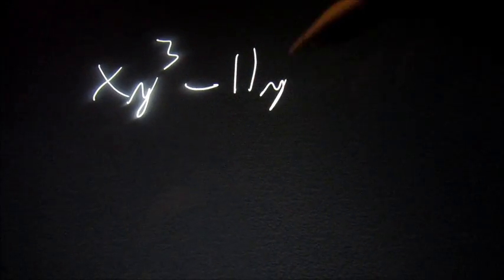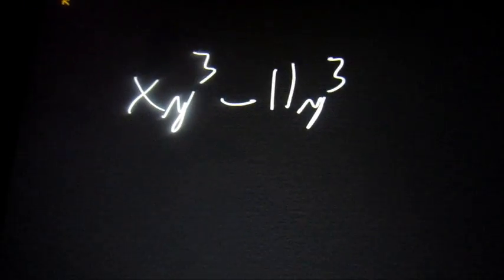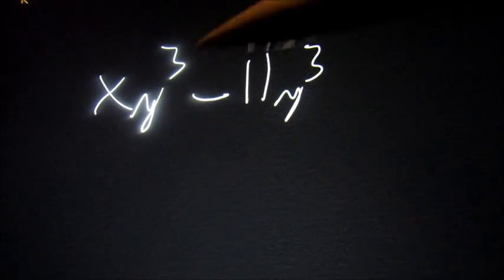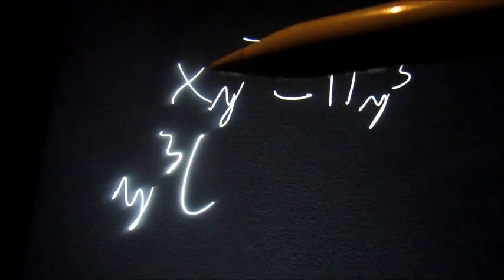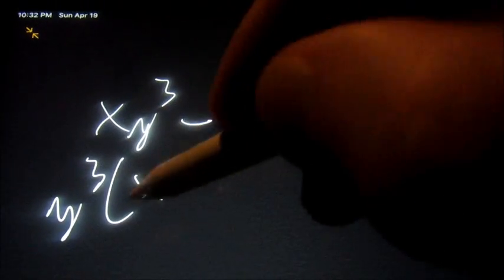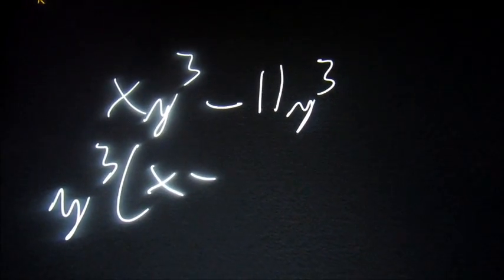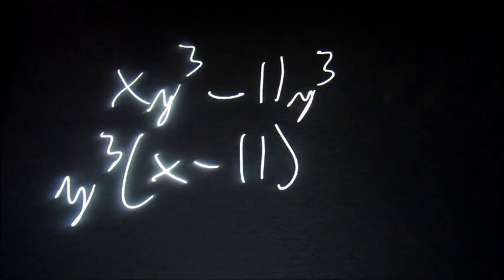Okay, so let's say we have x y to the 3 minus 11 y to the 3. So what do both of these have in common? A y to the 3. Okay, when we divide this by y to the 3, all we're going to be left with is x. When we divide this term, all we're going to be left with is the negative 11.